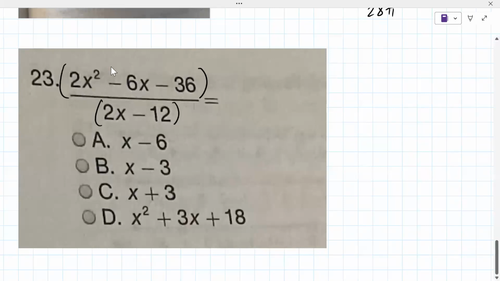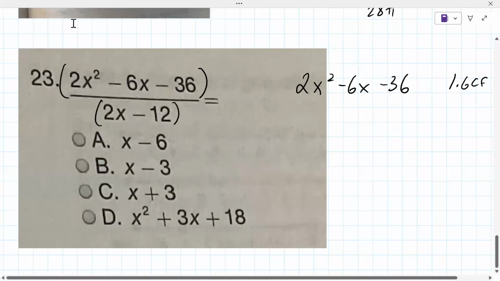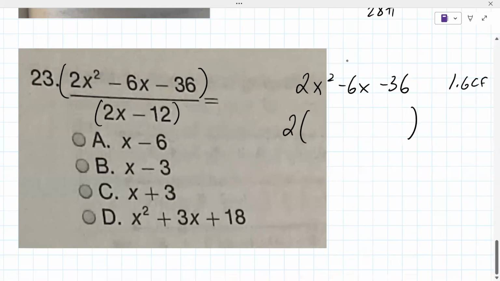Oh. Then what am I supposed to do with this one? Well, again, we're going to factor the numerator. So let's just look at 2x squared minus 6x minus 36. Do you remember the very first type of factoring that we're supposed to always try? Mm-mm. Greatest common factor. So is there a number that goes into 2 and 6 and 36? Two? 2. So what goes in parentheses here? What is each of these divided by 2?